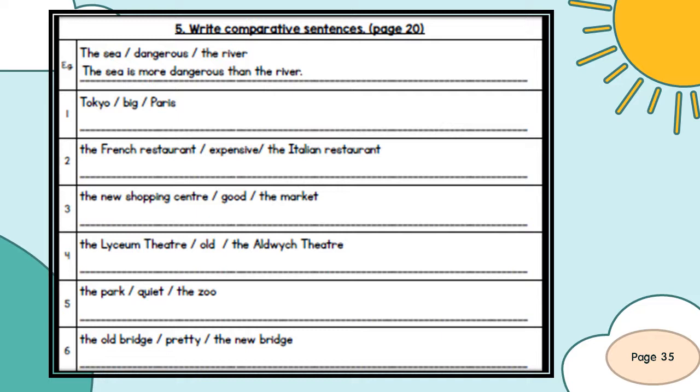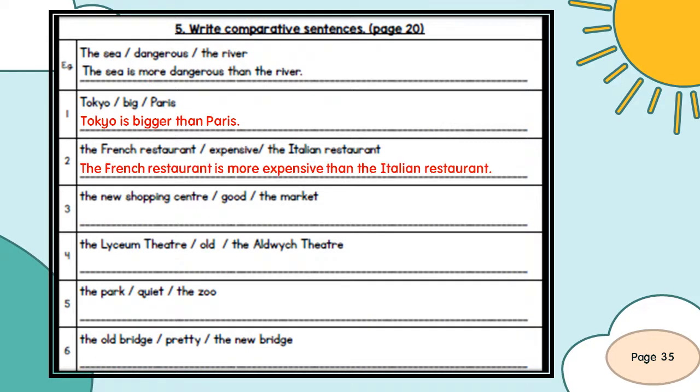The sentence will be like this. The sea is more dangerous than the river. Now, let's try number 1. Tokyo, big, Paris. Tokyo is bigger than Paris.